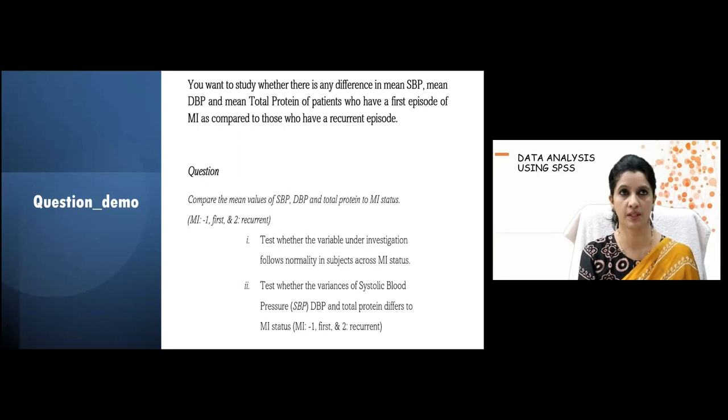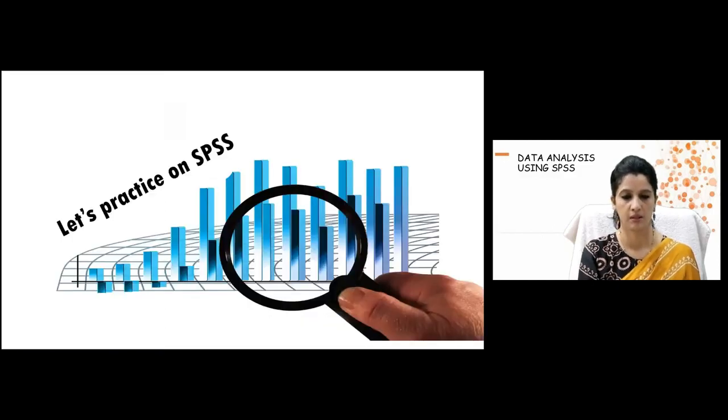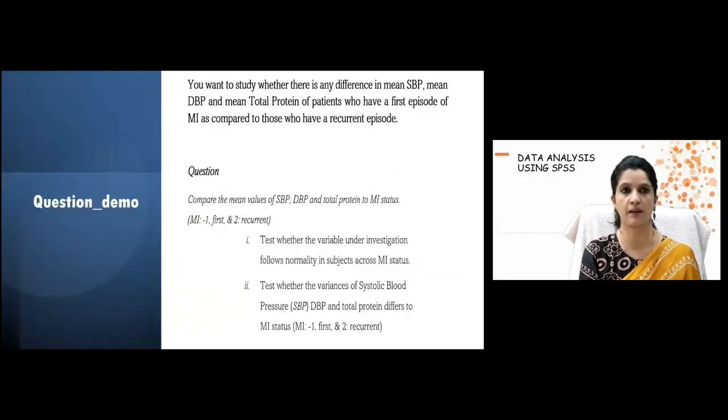So this is the question, before I go for the demo. I have to compare the mean systolic blood pressure, diastolic blood pressure, and total protein across the two groups, that is the first order MI and recurrent MI. I have to test whether the variable under investigation follows normality or not, and to see whether these two groups differ in terms of mean value.